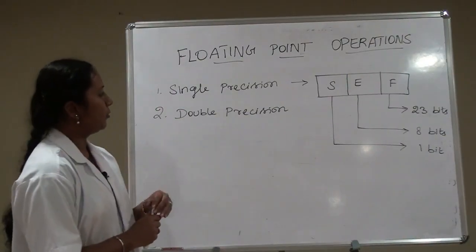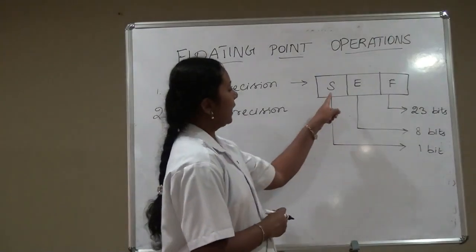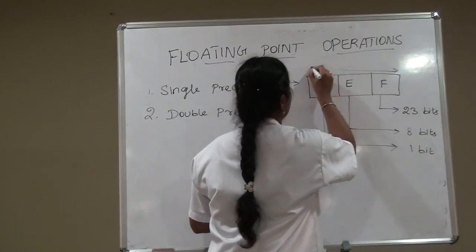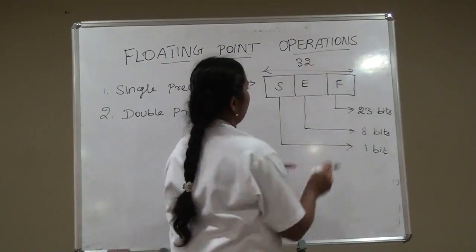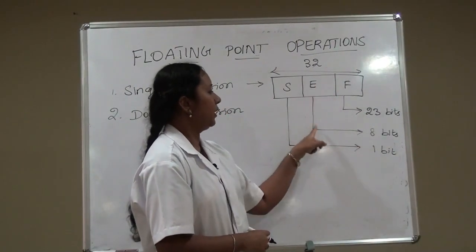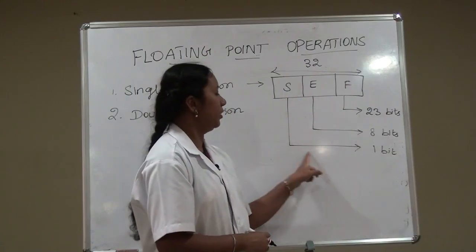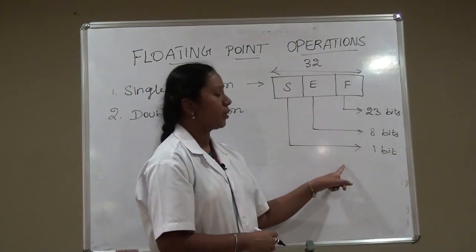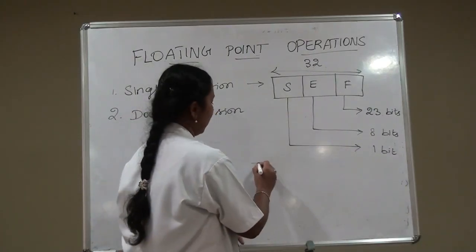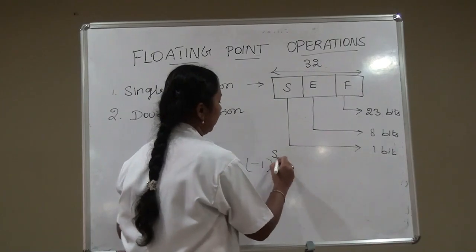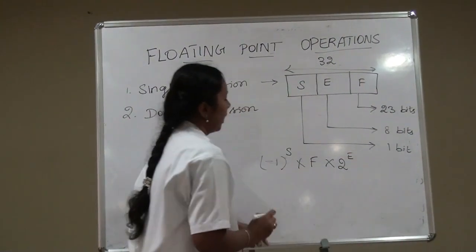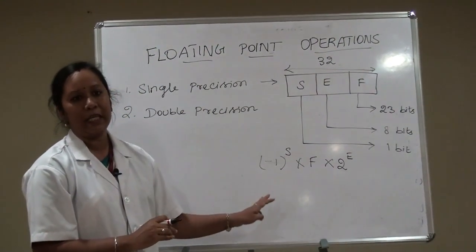In single precision format, the representation consists of sign bit, exponent bit and fraction, which altogether make a 32-bit representation, where the fractional part, which is also called the mantissa, will take 23 bits, the exponent field will take 8 bits and your sign bit will take 1 bit. So altogether it is going to give you a 32-bit representation. In general, a single precision representation will be represented as (-1)^s into fraction into 2 power exponent. This is how we represent a single precision format.